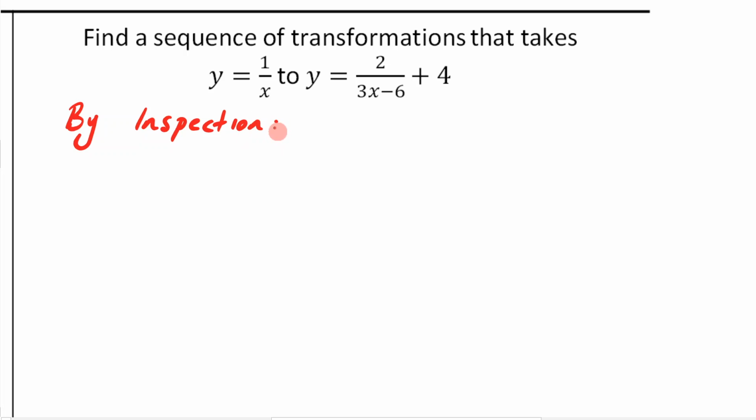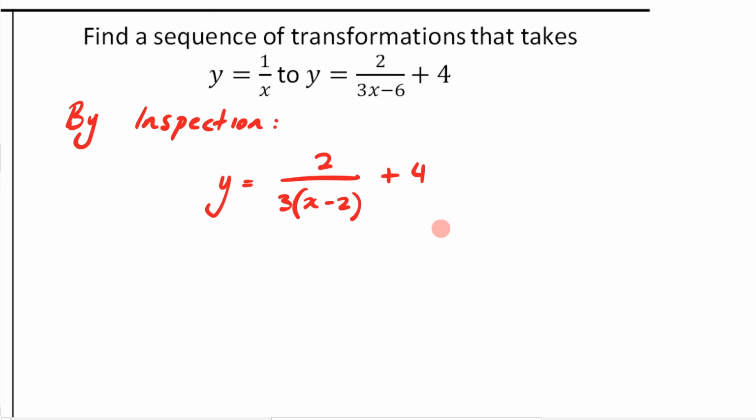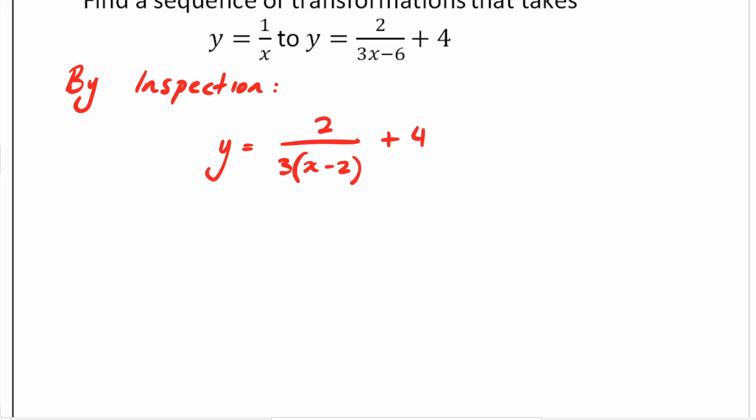Remember, when you're doing this by inspection, the first step has to be to factorize inside the brackets. So that means instead of writing 3x minus 6, I'm going to take 3 out. And that's going to leave me with x minus 2 in here. And then I'm going to have a plus 4. Now I'm going to read off the transformations which are taking place.